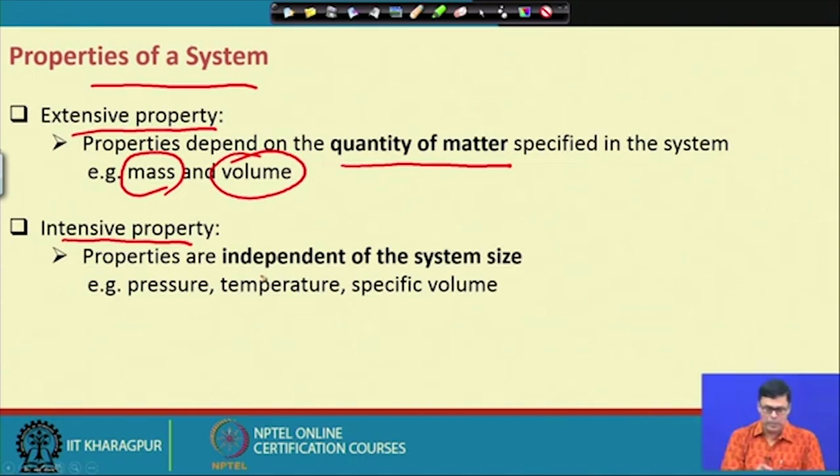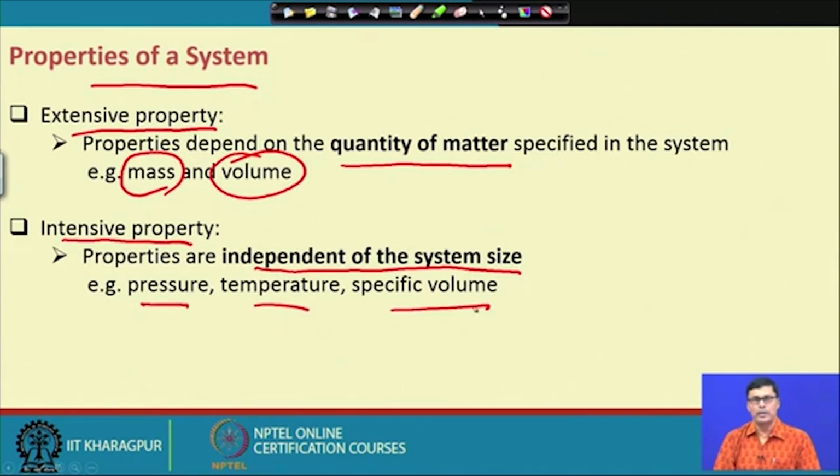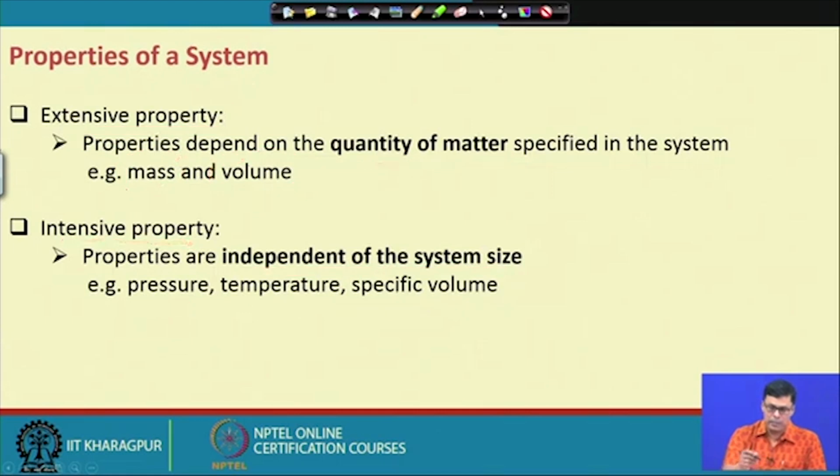Intensive property is independent of the system size. As for example, pressure, temperature, specific volume. So, we have two properties as far as the thermodynamic system is concerned. One is called extensive property, another is intensive property.